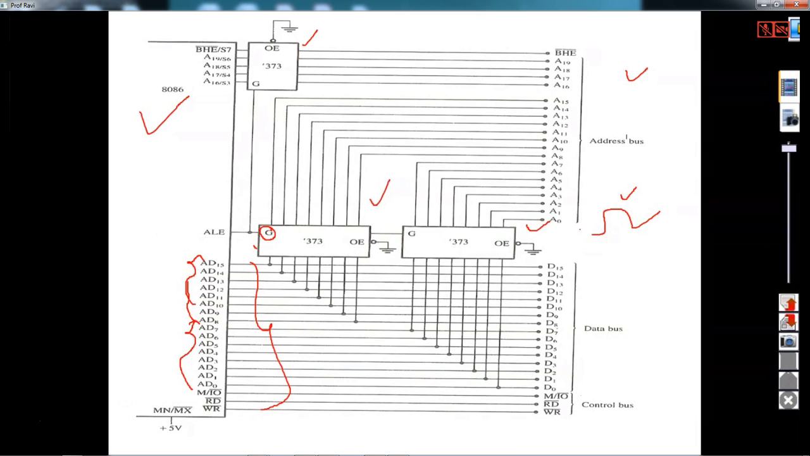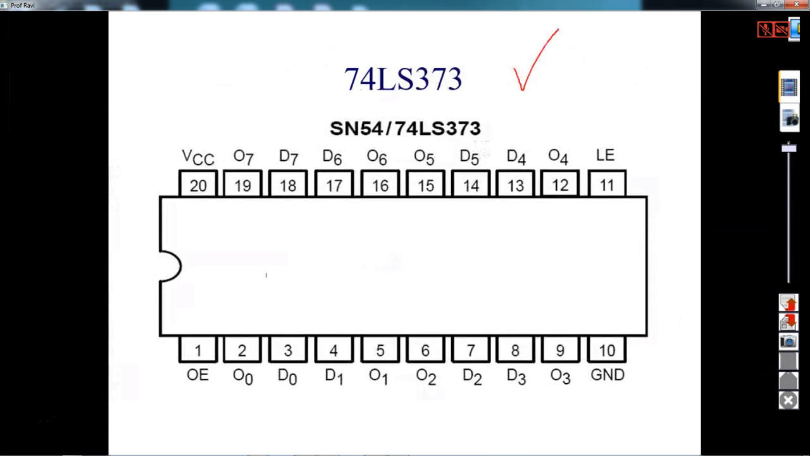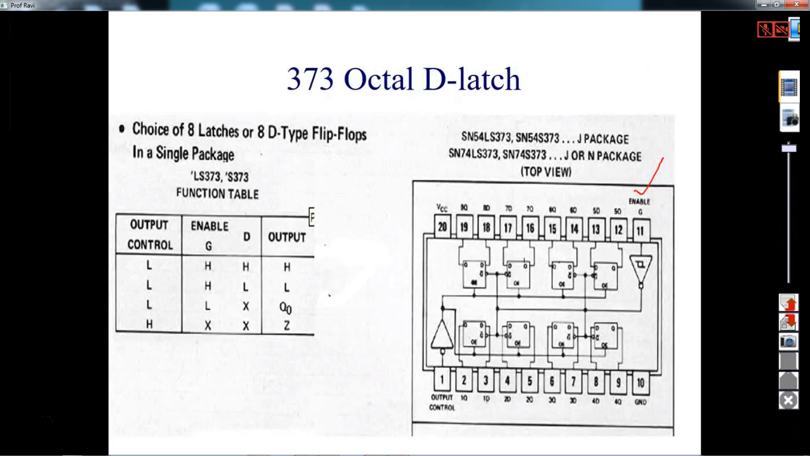So the first task we need to do in designing the system is to demultiplex the address and data buses. This demultiplexing can be done by using 74LS373 latches, right? So 3 latches, and the physical connection is like this. Here, if you try to see, ALE is connected to G, the latch enable, and output enable is one more pin. Then VCC and ground. So this is the 74LS373 octal D latch.